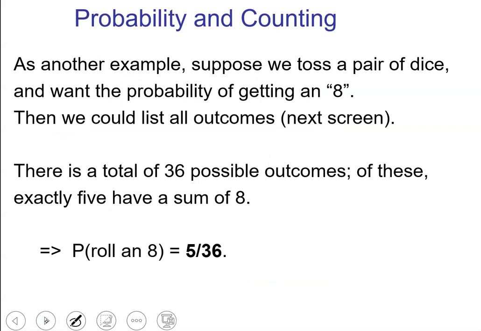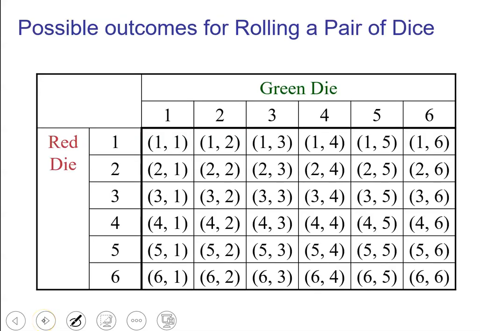As another example, suppose we toss a pair of dice and we want the probability of getting an 8. Again, we can list all the outcomes, which I'll show you on the next screen here. There's a total of 36 of them, and the ones with a sum of exactly 8 are 5. So here are the combinations that we get.